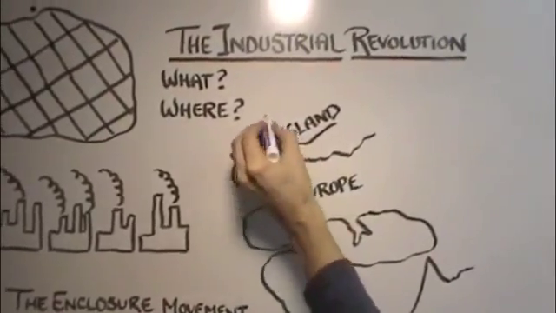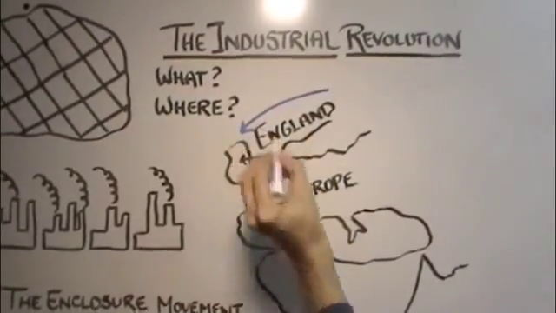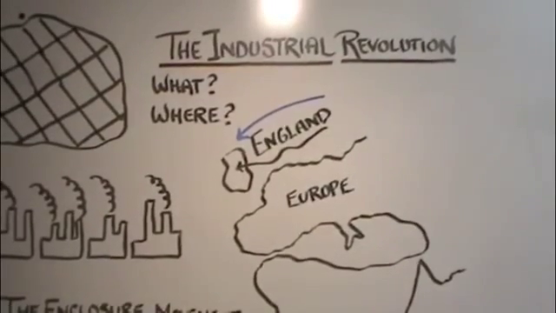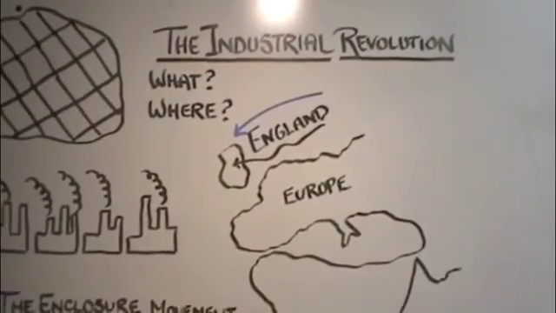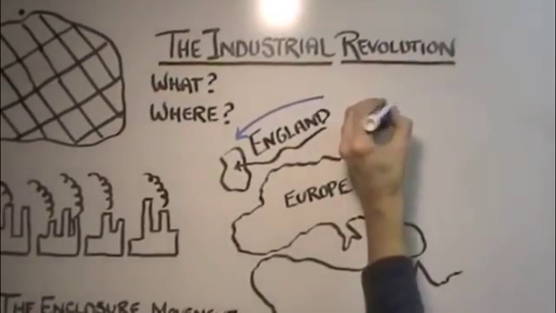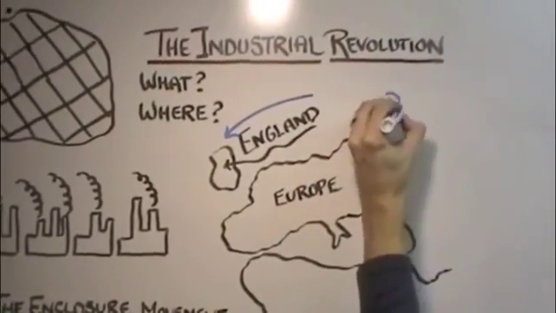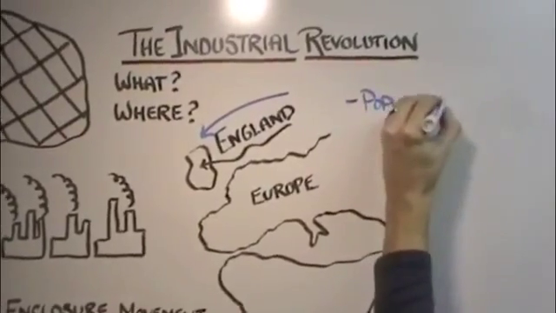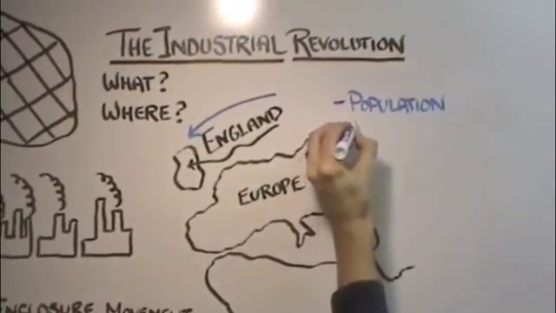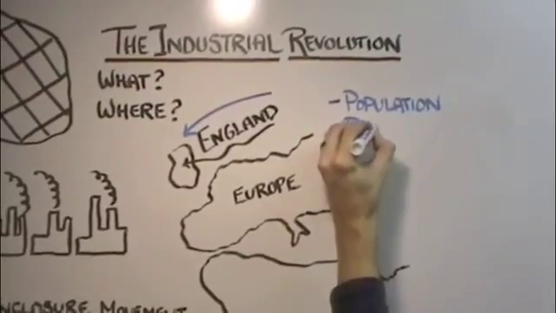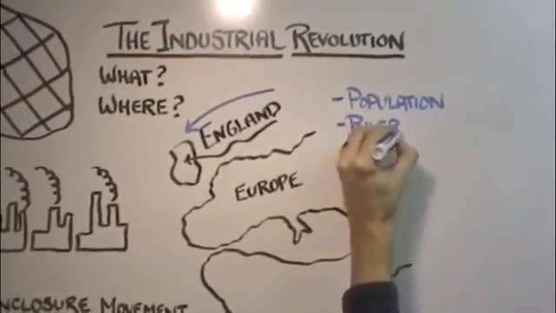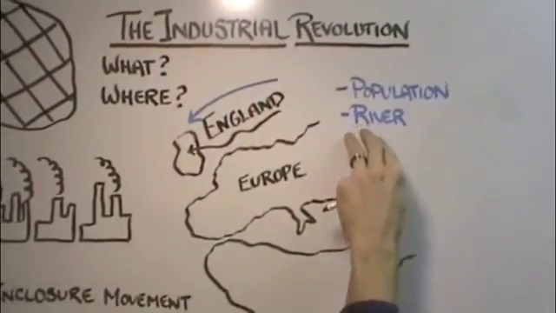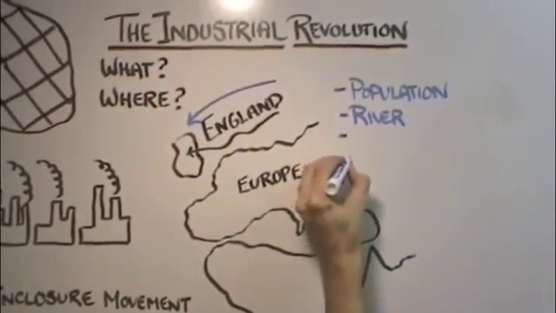It takes place first in England, and there are four major reasons why England moves ahead of everybody else. England had, at the time, a very high population. So England had many people, and in addition to that, it had rivers. While that doesn't seem like a big deal to us today, England had both rivers and harbors. Fast-moving rivers are extremely important for industrialization.